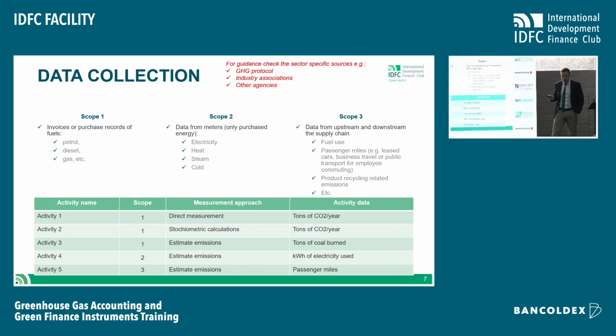I will be talking about the measurement approach in a second. And then you provide the activity data. At the end of the day, of course, it needs to be provided in tons of CO2 equivalent per year. Yeah? And this way you build an inventory. And then from this inventory, you can create a report sorted by scope, sorted by different types of activities and so on.